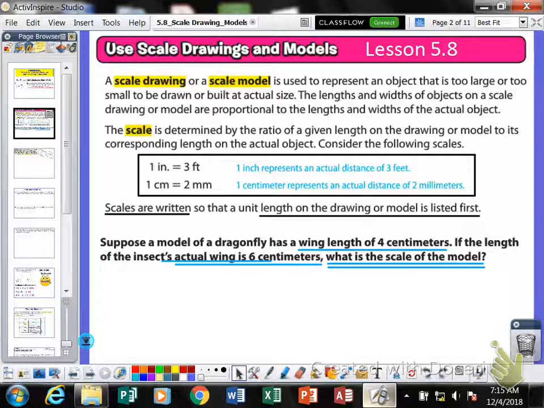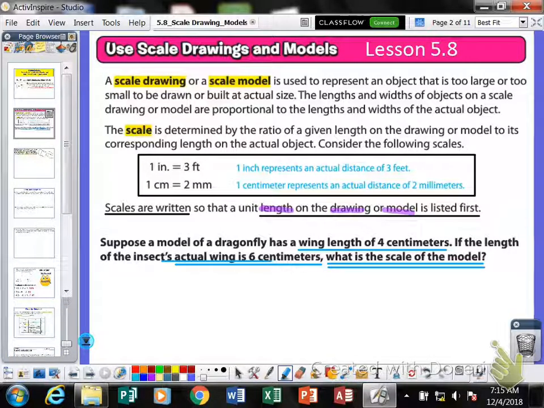Scales are written so that the unit length on the drawing or model is listed first. That is important. Scales are listed so that the length on the drawing or the model is listed first. So it's always the scale first and then the actual for the other one.